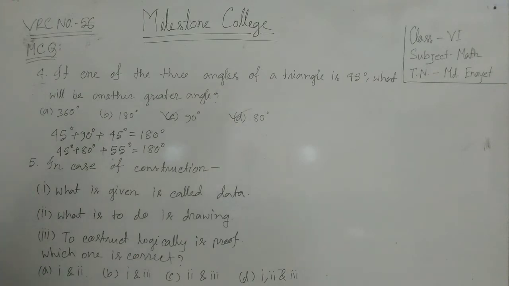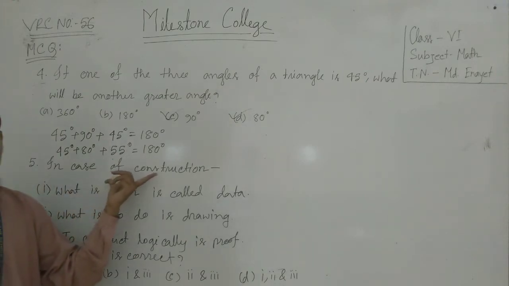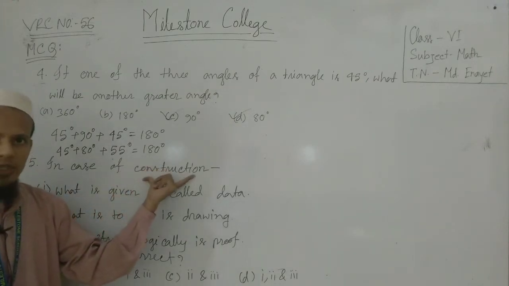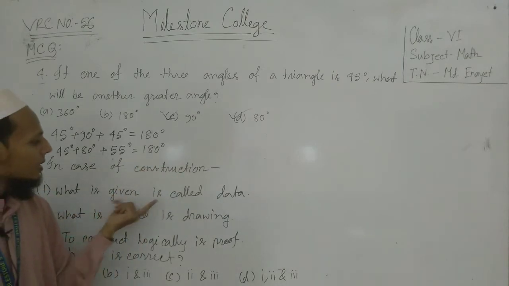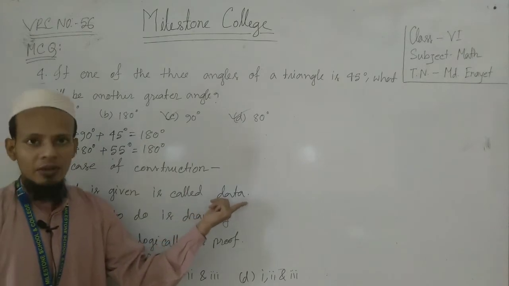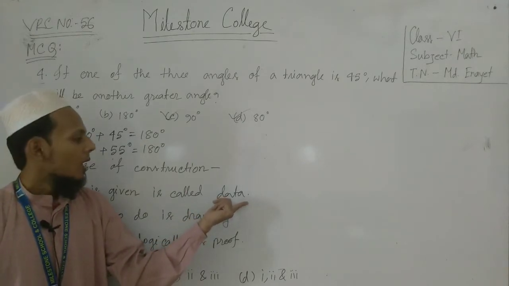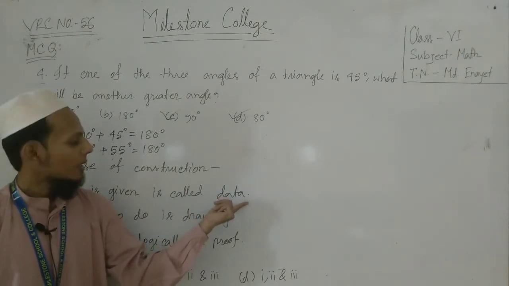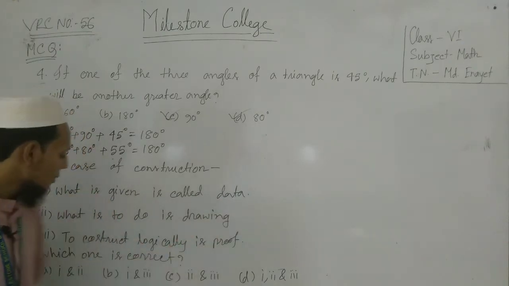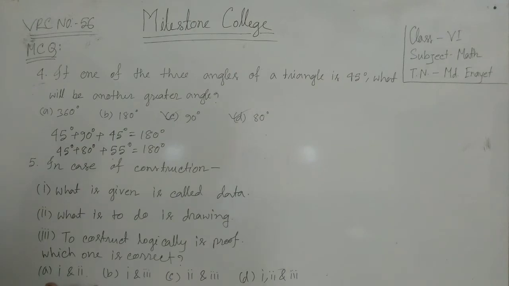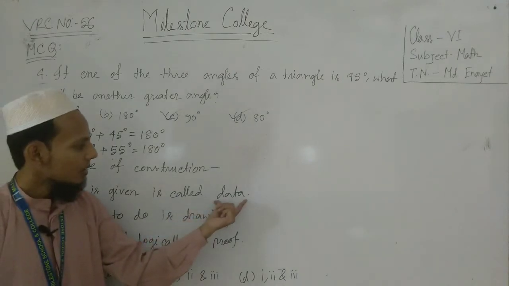Now, next question, in case of construction, first condition is what is the given, it was called theorem. In your textbook I made the correction, I wrote here data, because if I write here theorem then no options will be correct. So, this is why I changed the word to data.